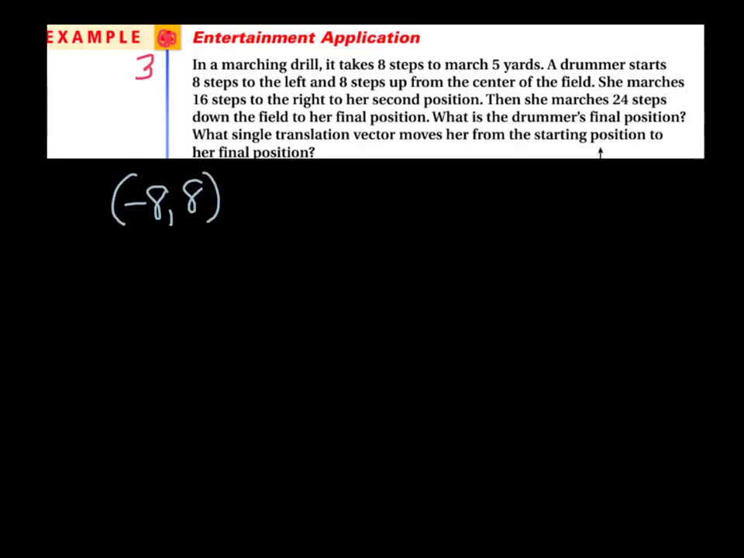So since she starts 8 steps left and 8 steps up, her position would be the ordered pair (-8, 8). She then has to move 16 steps to the right. Well, 16 steps to the right means that you're going to add 16 to the x value, since that's a horizontal change. So her new ordered pair would be (8, 8). She then moves down the field 24 steps. That's a change in y, so we subtract 24 from the value of 8 in the y coordinate. That gives us her final position, which is (8, -16).